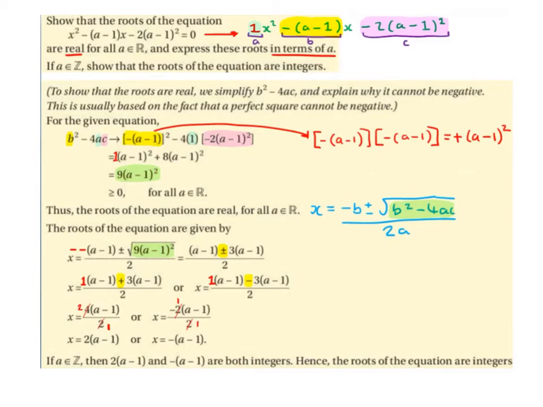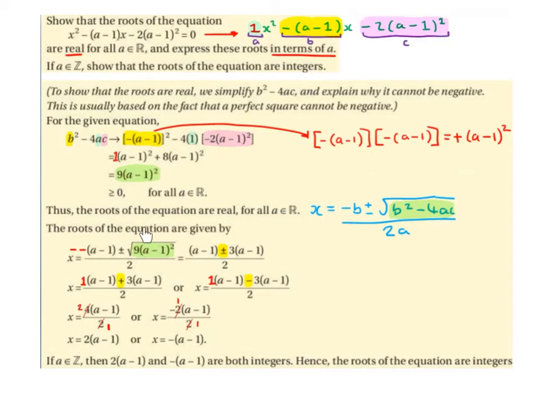No matter what we substitute in place of the a, we will always get an answer that is greater than or equal to 0. So for this equation, b squared minus 4ac is greater than or equal to 0 for all a values that are an element of the real number set. Thus, the roots of the equation are real for all a values element of the real number set.